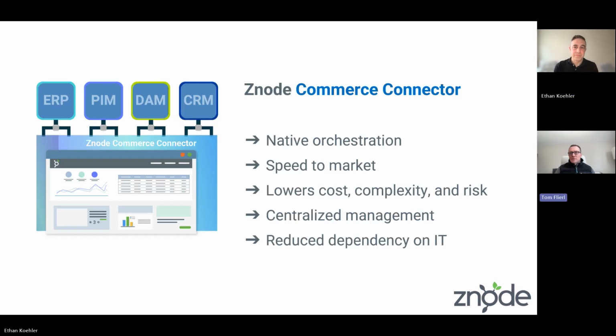So to wrap up, Znode's Commerce Connector, again, is native orchestration. You don't need third-party software to make this work. Speed to market is one of the biggest benefits, reducing risk and overall implementation, as well as risk and ongoing management. Everything is centralized and logged directly in Znode, and can be accessed through the administration console. Again, reducing dependency and reliance on IT.